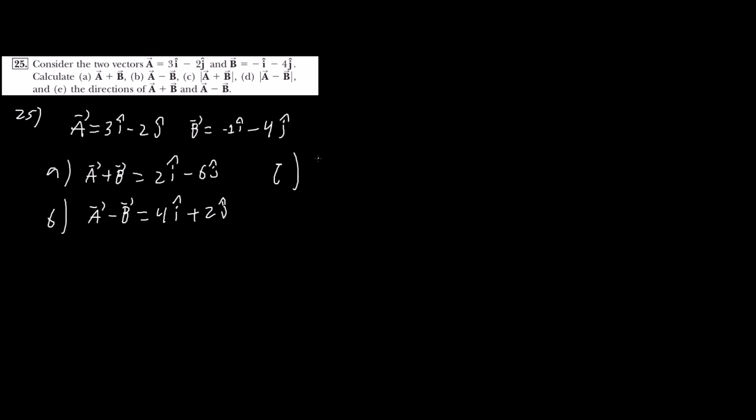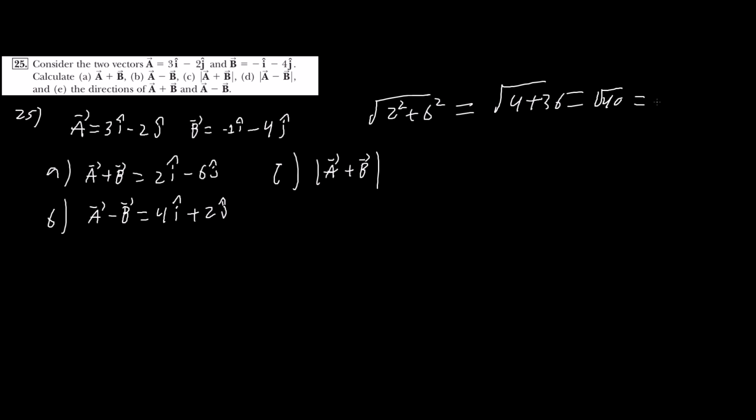So we're going to calculate the magnitude of A plus B. I'm going to presume you know what these are, folks. So the magnitude is taking the Pythagorean theorem of 2 squared plus 6 squared, which is 4 plus 36, which is root 40, which is root 4 times 10, which is another way of saying 2 root 10. That would be the value.